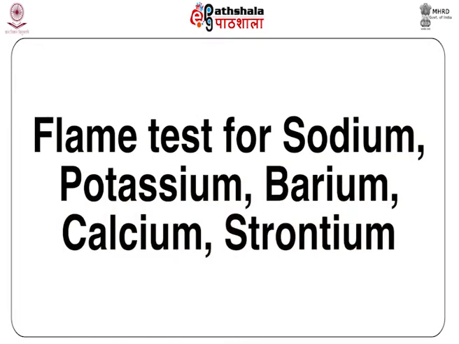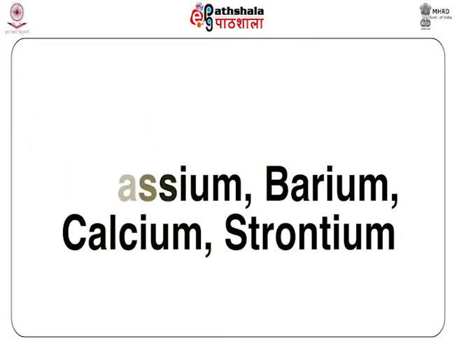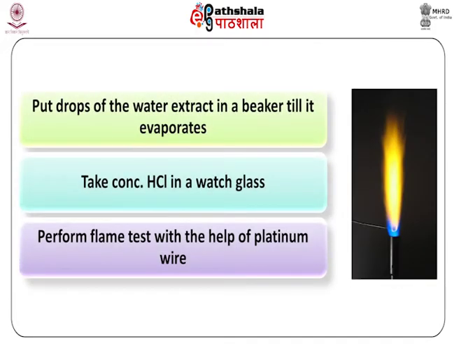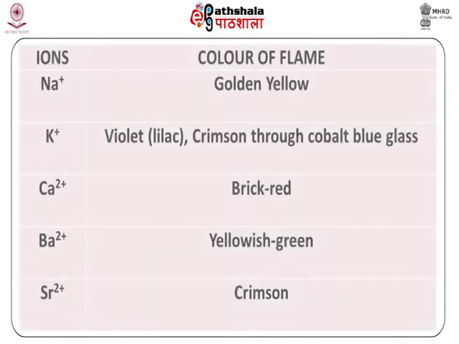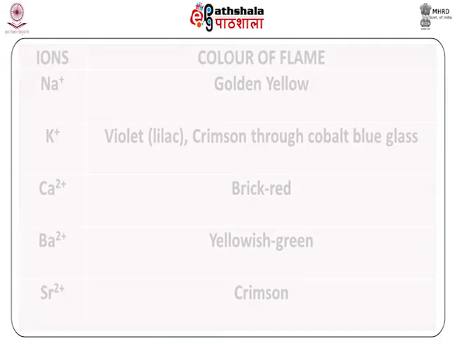Flame test for sodium, potassium, barium, calcium, and strontium. Put drops of the water extract in a beaker till it evaporates and is dry. After this step, cool it. Take concentrated HCl in a watch glass. Perform the flame test with the help of a platinum wire in the non-luminous flame of the burner. The response of various ions to the flame test is given.